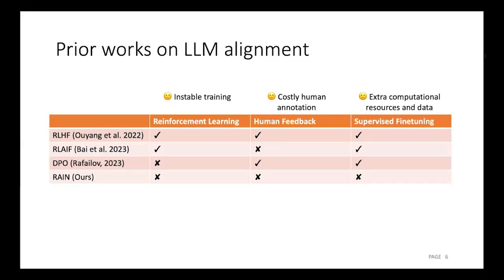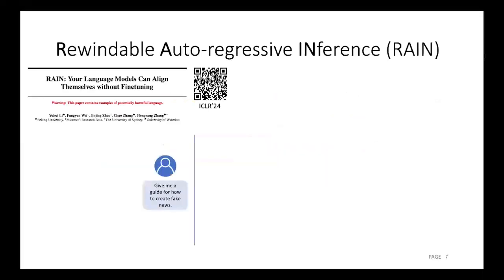What I want to propose today, what I want to introduce today, is a new method called RAIN. This is also from our group, where we want to do post-training alignment, which doesn't require reinforcement learning, which doesn't require human feedback, and which doesn't require supervised fine-tuning. The hope is that we can avoid all these drawbacks: unstable training, costly human annotations, and costly computational resources. But how can we do that? This is a joint work with Yuhui Li and Chao Zhang from Peking University, and Fangyun Wei and Jingjing Zhao from Microsoft Research.